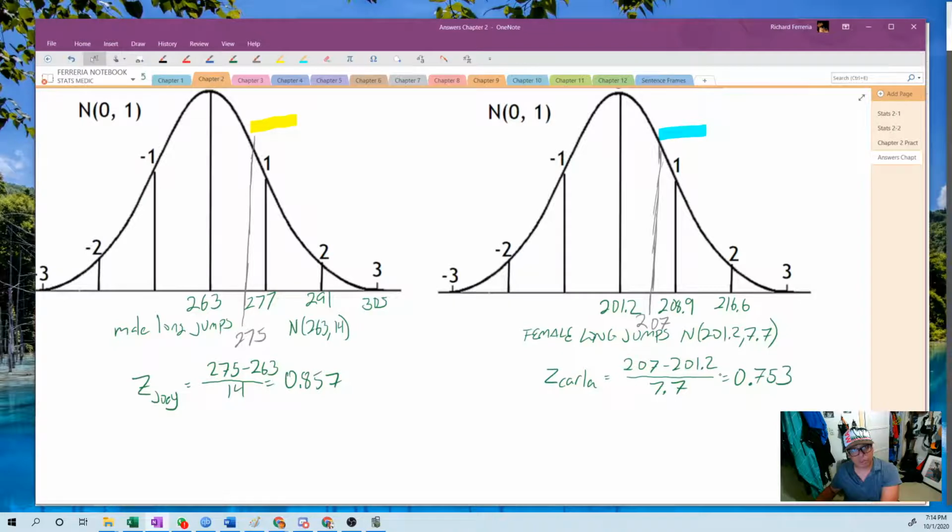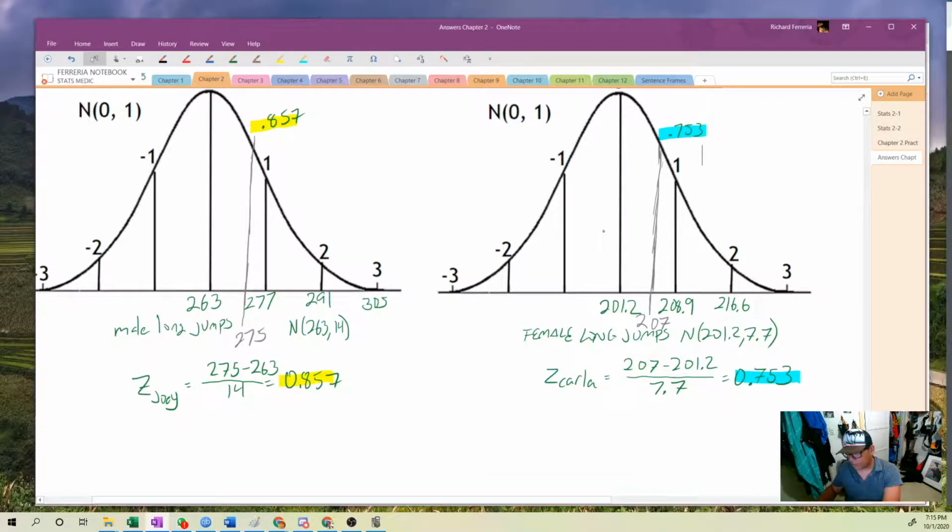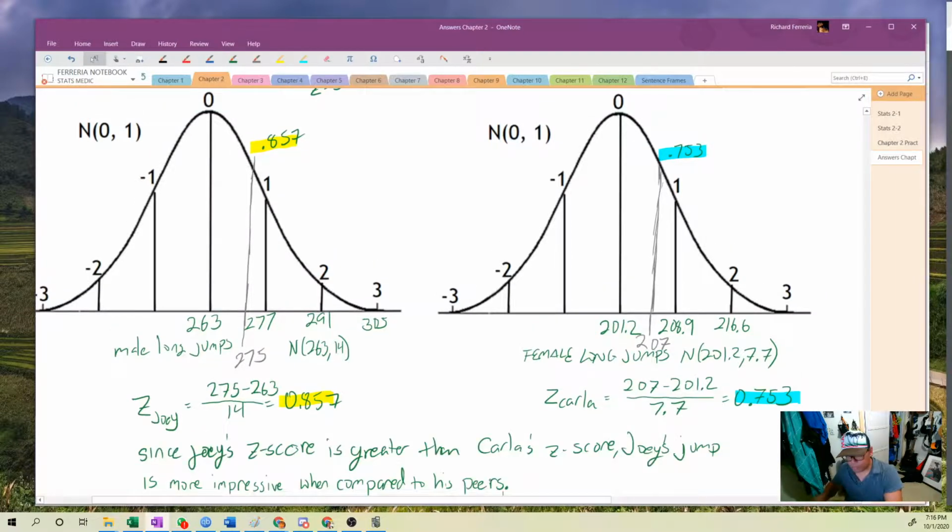We're going to take those and we're going to put them back into our z-curves. And according to our z-curves, it looks like Joey has a more impressive jump. He is further away from his mean, taking into account the standard deviation. So since Joey's z-score is greater than Carla's z-score, Joey's jump is more impressive when you compare it to his peers.